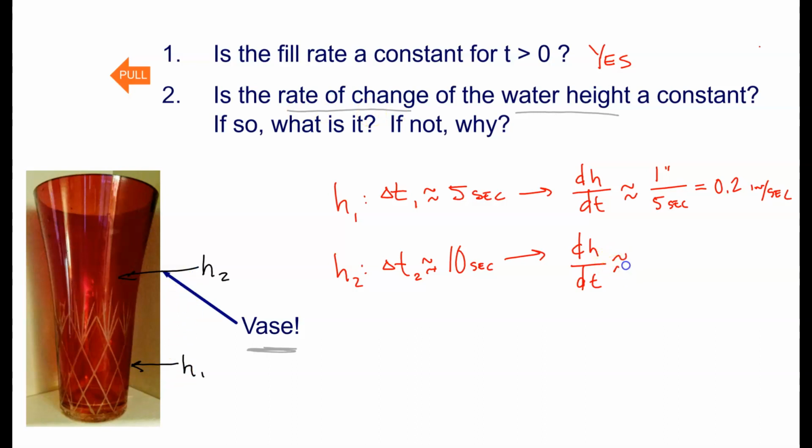Again, the tape was the same width, so that's 1 inch, but this time it was 10 seconds. So that gives me 0.1 inches per second. And this is a classic related rates problem. The rate of change of the water volume was a constant, but the rate of change of the water height clearly was not a constant.